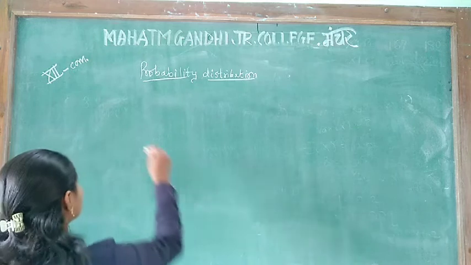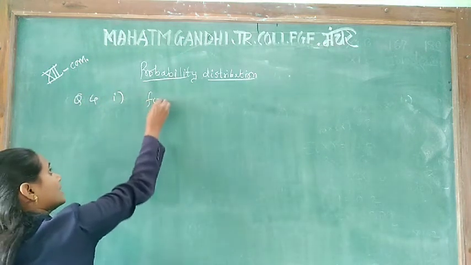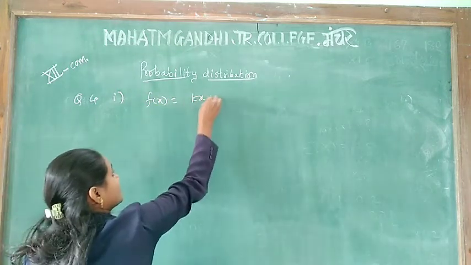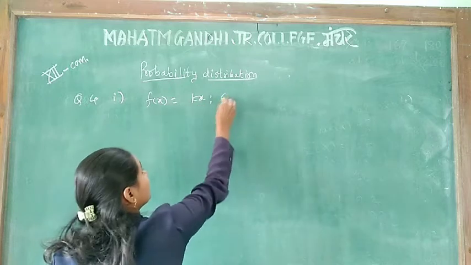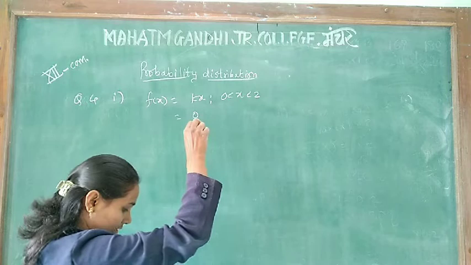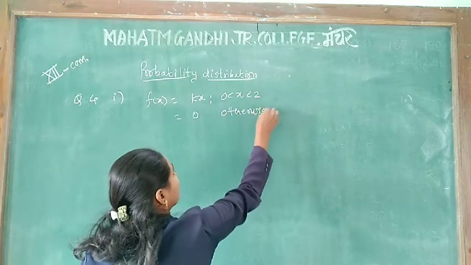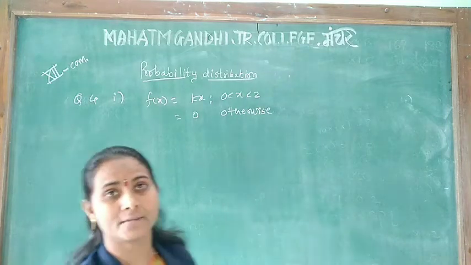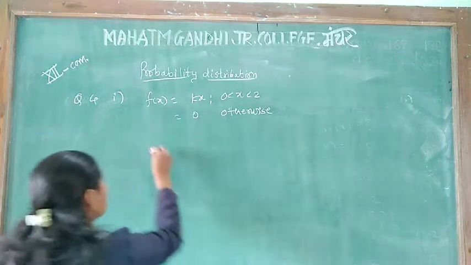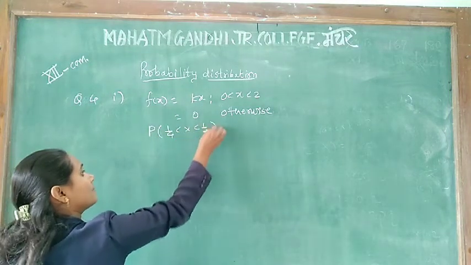So the first question is here. Question 4, first part: we have given f of x is equal to kx for 0 less than x less than 2, and is equal to 0 otherwise. We have to find the value of k if the given function is a PDF. Also we have to find the probability P of 1 by 4 less than x less than 1 by 2.